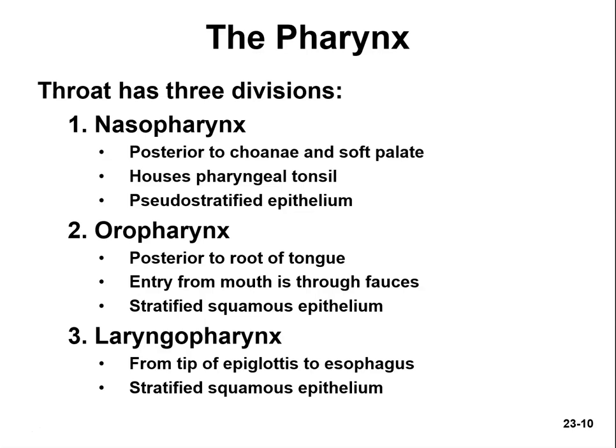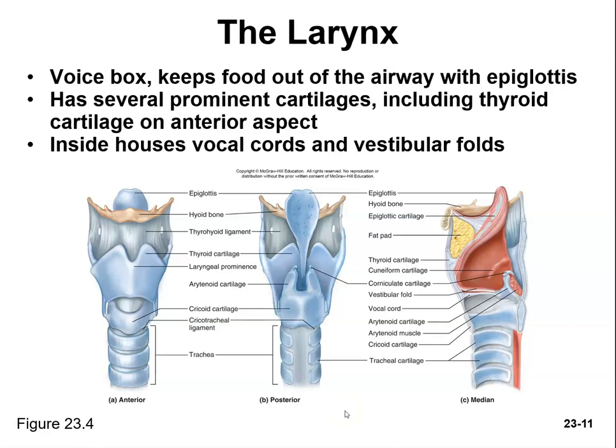All right. Laryngopharynx, from the tip of the epiglottis to the esophagus. And again, that's stratified squamous epithelium. So if you look at the larynx here, the voice box keeps food out of the airway with the epiglottis. It has several prominent cartilages, including the thyroid cartilage on the anterior aspect. Inside it houses the vocal cords and vestibular folds.